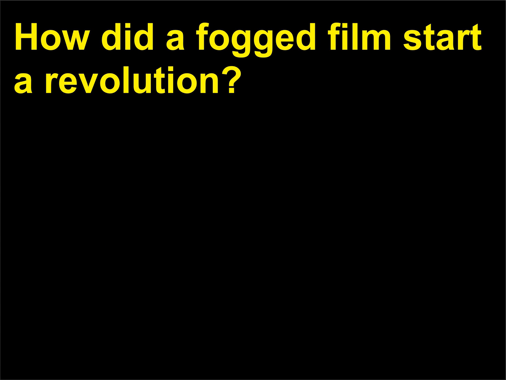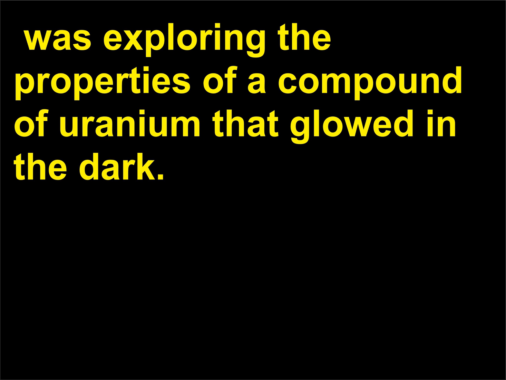How did a fogged film start a revolution? In 1896 the French physicist Henri Becquerel, 1852–1908, was exploring the properties of a compound of uranium that glowed in the dark.